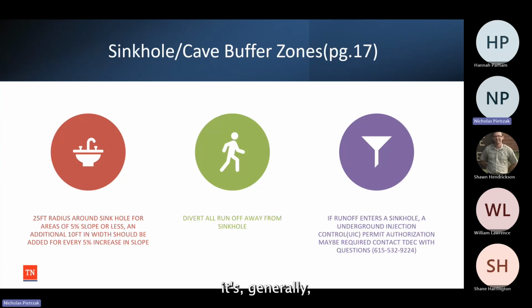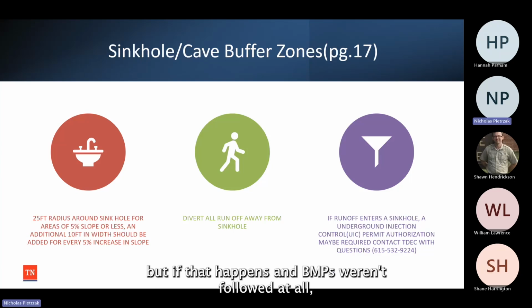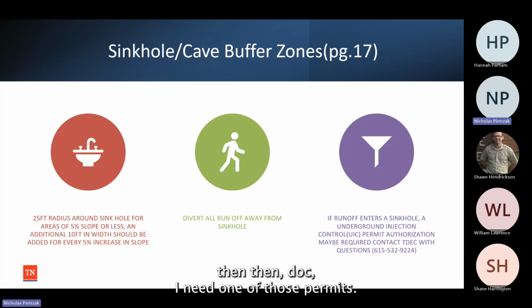Generally, if BMPs are being followed and a harvest site is flooded and it enters a cave, that's considered an act of God by TDEC, and they don't require a UIC. But if that happens and BMPs weren't followed at all, then you're probably going to need one of those permits. So it's always good to follow the rules just in case.